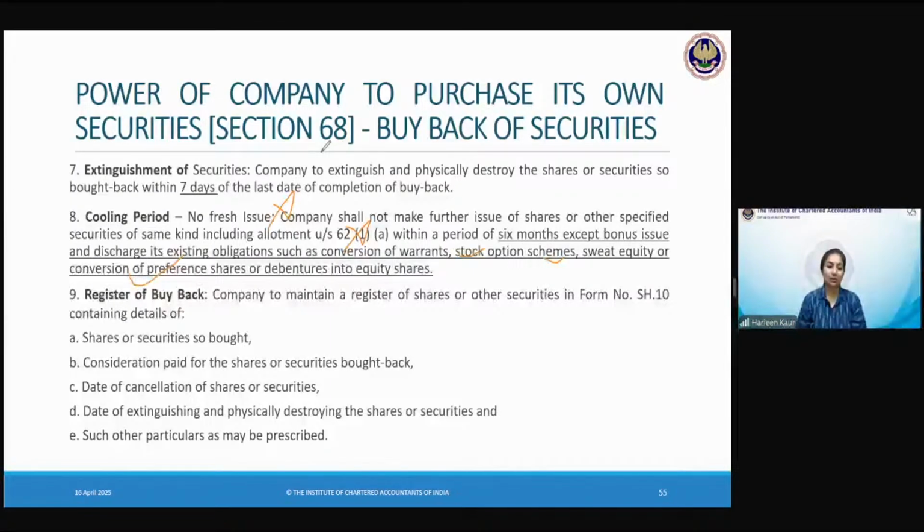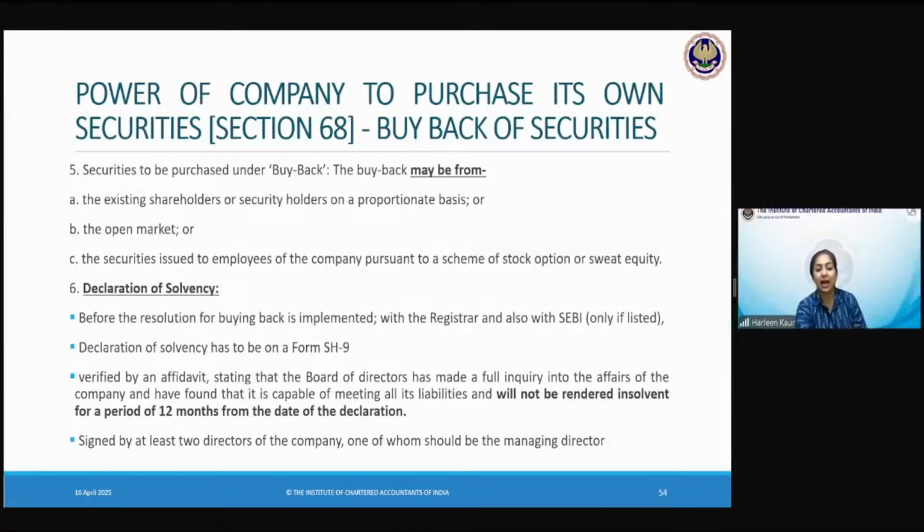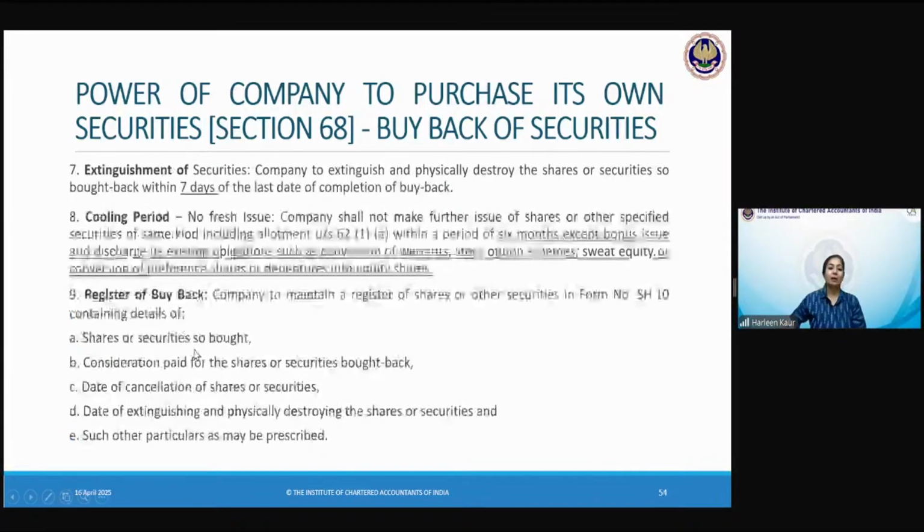Yes. Good. And now the last point is how the register of buyback has to be maintained. The company will maintain a register of shares showing all the details about the shares which have been cancelled and physically destroyed, how many shares were purchased, and what consideration was paid for buying back the securities. All this has to be maintained in form SH10. So 2 forms we have done today: SH9, in which you give a declaration of solvency, and SH10, which gives you the register for the buyback of securities.